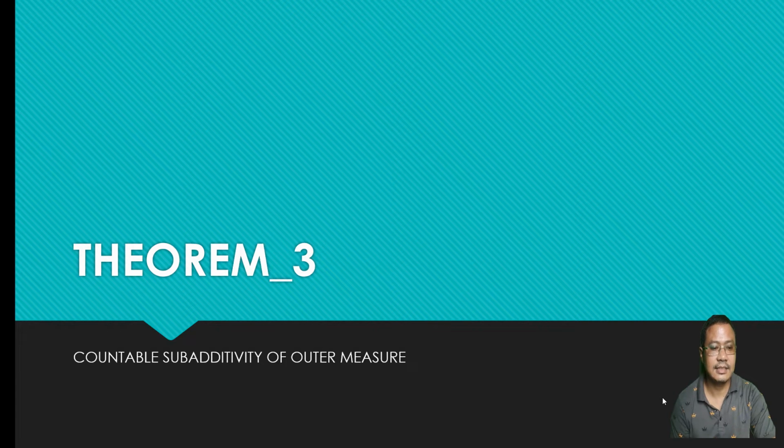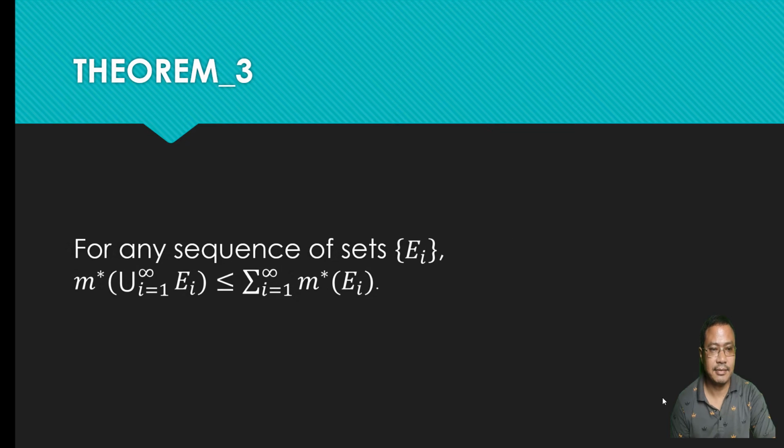So today's lecture is all about countable subadditivity of outer measure, and it is Theorem 3. Let us see the statement: for any sequence of sets E_i, the outer measure of the union is less than or equal to the sum of the outer measures of the sets. So this is all about the countable subadditivity formula of outer measure.